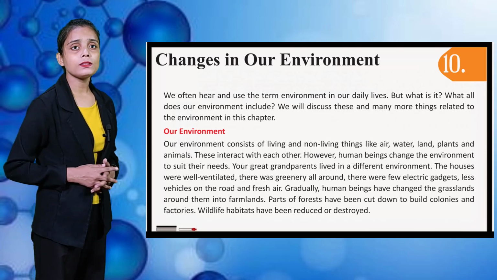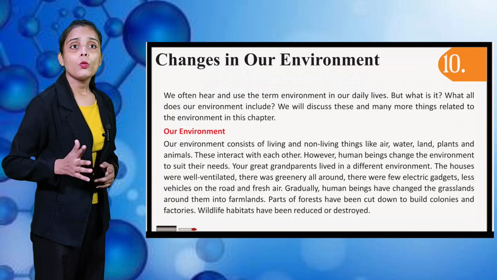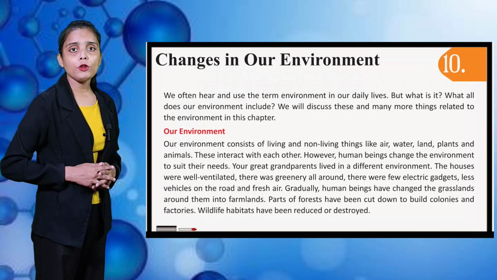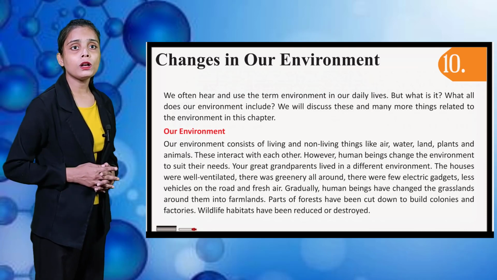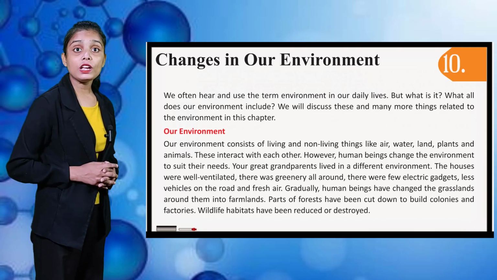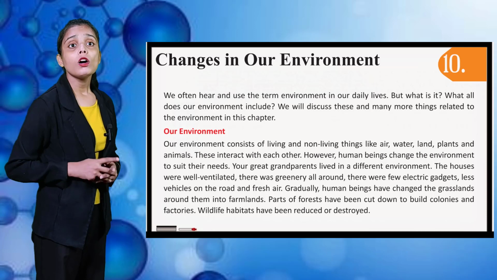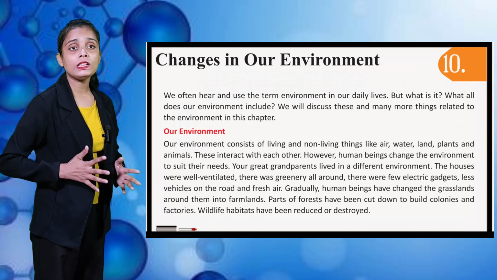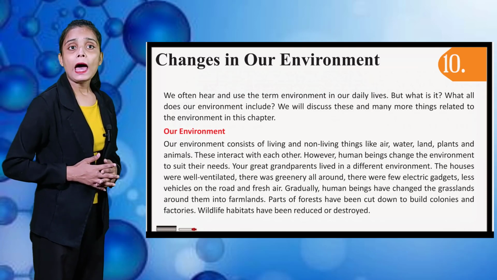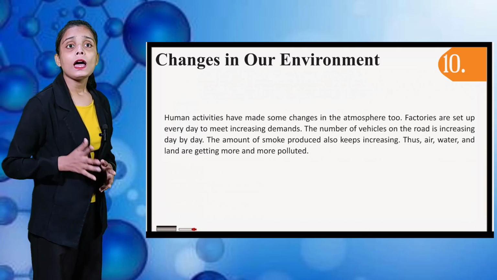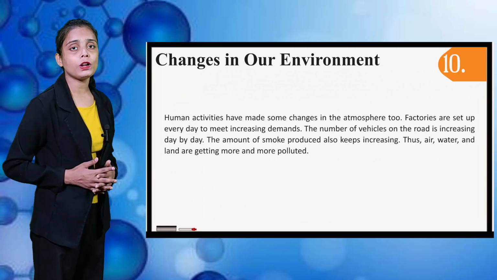Your great grandparents lived in a different environment. The houses were well ventilated, there was greenery all around, there were few electric gadgets, fewer vehicles on the road, and fresh air. Gradually, human beings have changed the grasslands around them into farmlands. Parts of forests have been cut down to build colonies and factories. Wildlife habitats have been reduced or destroyed. Human activities have made some changes in our atmosphere.